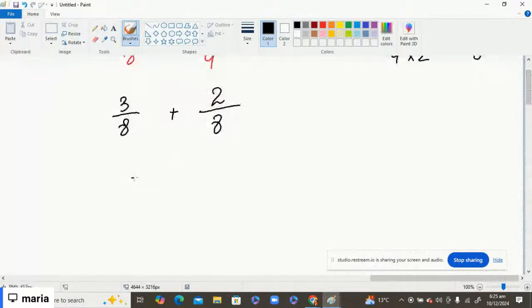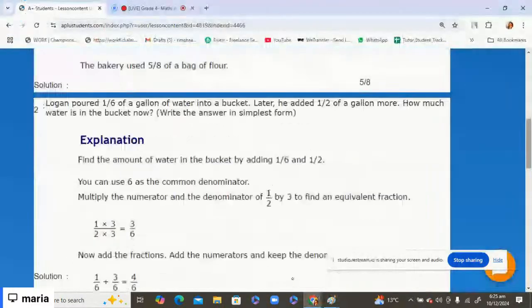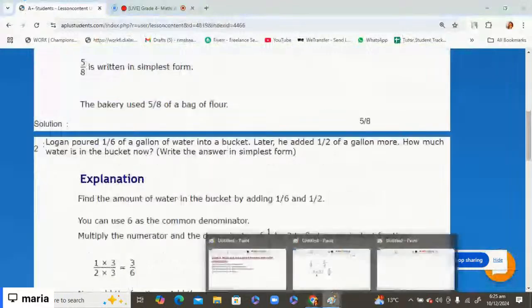Now this 8 and this 8, so putting one 8 here. On the top we just put 3 plus 2, that is 5/8. So if they are saying used in all, then 5/8 is our answer.